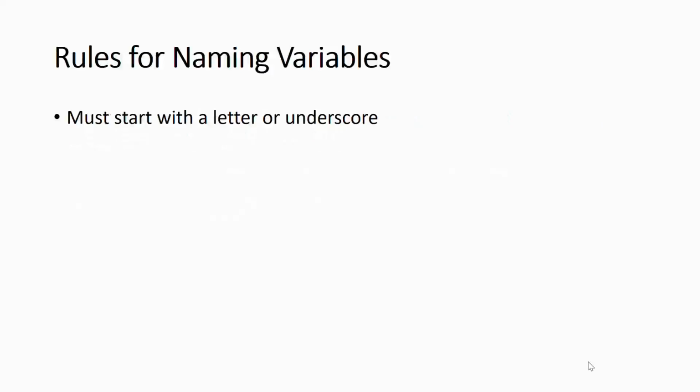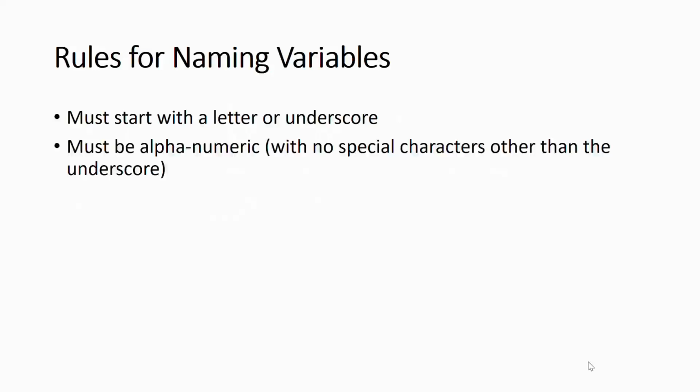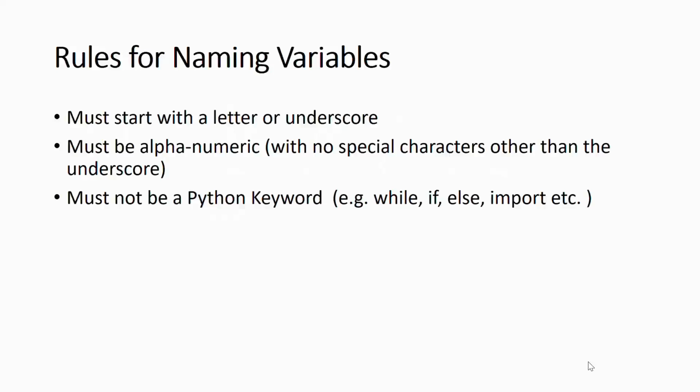So, rules for naming variables. One: variables must start with a letter or an underscore. It must be alphanumeric with no special characters other than the underscore. It must not be a Python keyword. A keyword is a word with special meaning in Python. For example, words like while, if, else, import, etc.